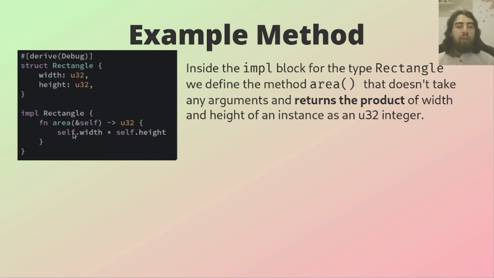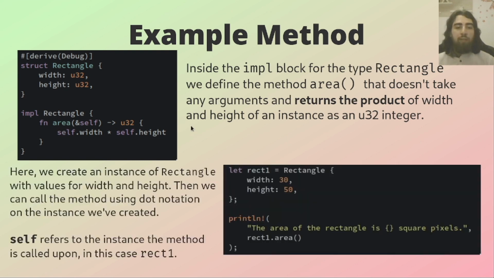So inside the method we are multiplying self.width, this field, by self.height, this field, and then we return the result of this operation. Now again, self over here will be replaced by the name of the instance.